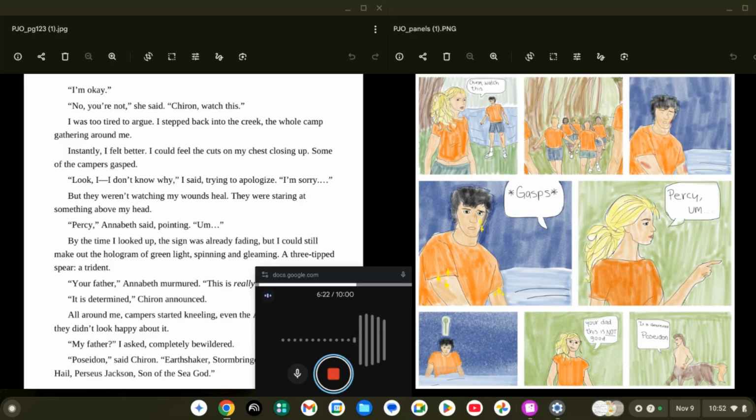And then later on, it says, by the time I looked up, the sign was already fading, but I could still make out the hologram of green light spinning and gleaming, a 3-tipped spear, a trident. So rather than just saying there was a trident above my head, Rick Riordan, the author of this book, describes it by saying it was like a hologram of green light and it was spinning and gleaming, and I can just picture that in my mind when I read it. And so that's what I drew, and I want you to do that when you're reading this page. Draw exactly what you see.